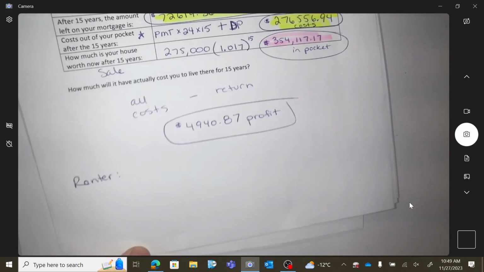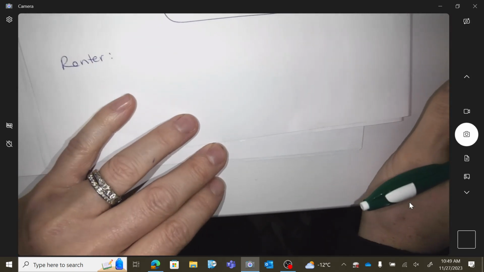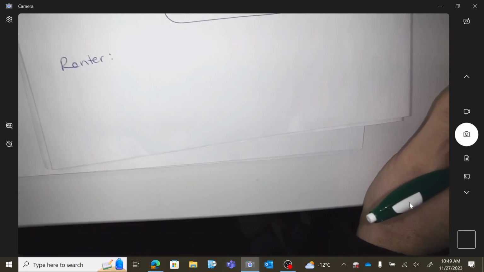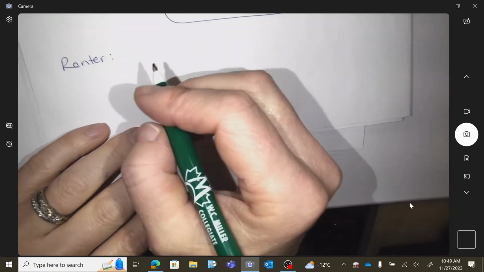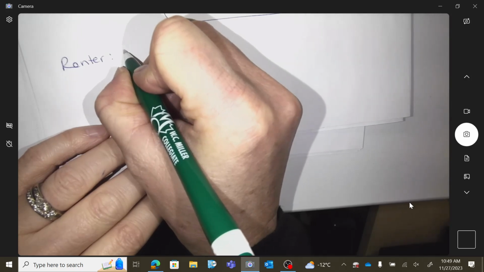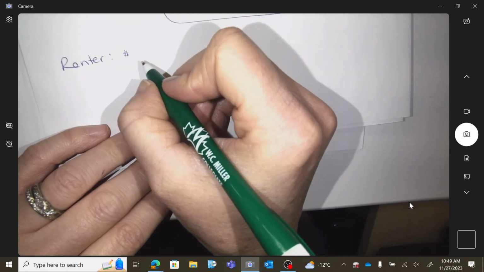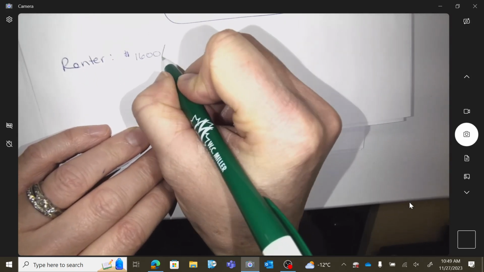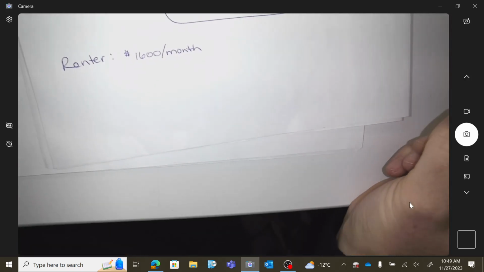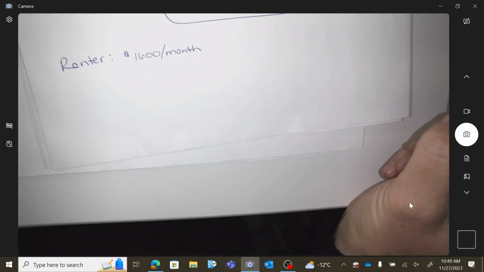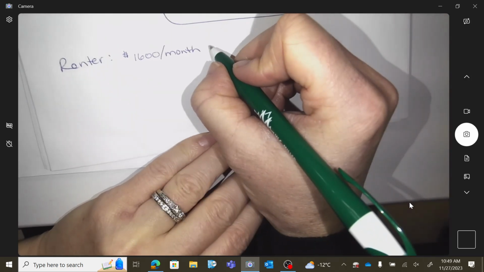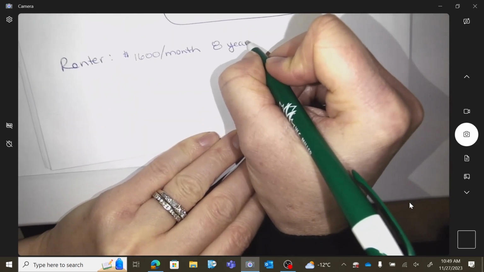Let's compare somebody who is renting though. Okay, so they rent for 15 years. What do you think a good number is for a renter? Give me some ballpark number. How much are you paying for rent? 1,600? You're going to pay that per month. Let's say you paid that for 8 years.